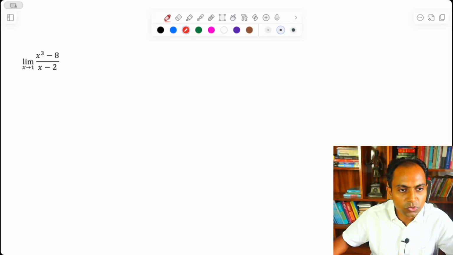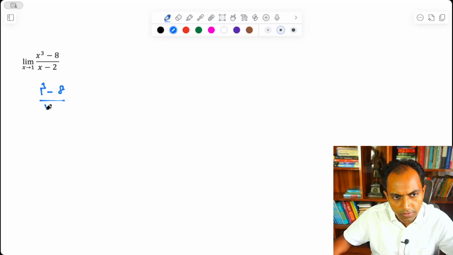Now into this question, you can see that before solving or directly applying the formula, what you should understand is whether this is 0 by 0 form or not. So for that, we'll put the limits and see what happens. So this will become 1 cube minus 8 by 1 minus 2.